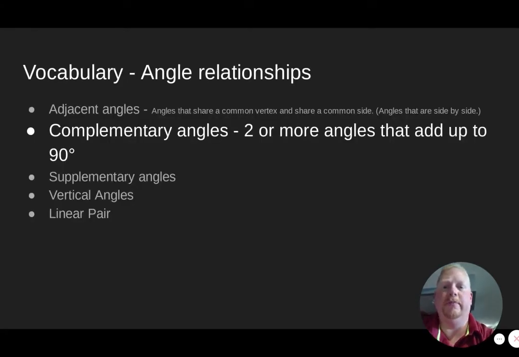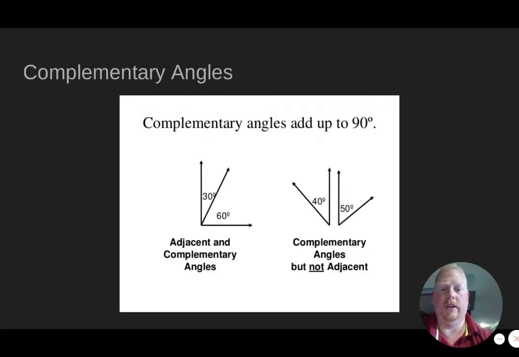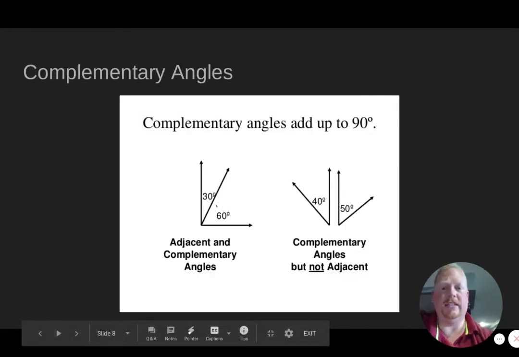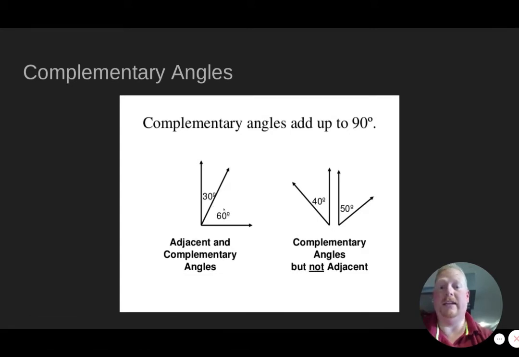Next vocabulary term, complementary angles. Complementary angles are two or more angles that add up to 90. It happens so frequently in geometry that we had to give it its own vocabulary term. So here you can see these two angles right next to each other. This one's 30, this one's 60, adds up to 90. So these are both adjacent and complementary. These two angles over here, the 40 and the 50, they're not adjacent, but they do add up to 90. So they are complementary.